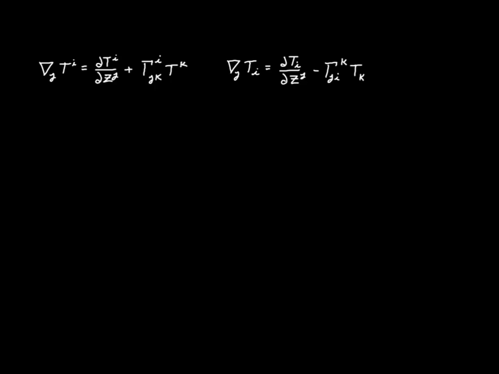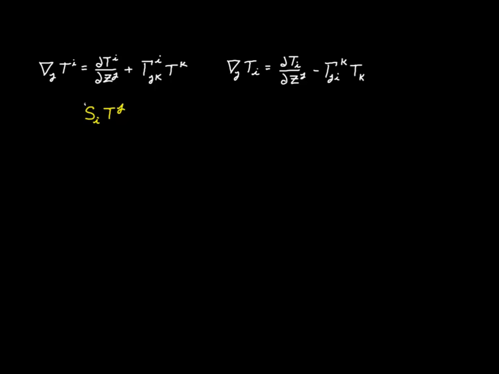Well, now we want to begin to look at some more complex expressions. In particular, we want to look at this one, S^i T^j. Now, this is, of course, a tensor product, and we want to know what it's like to take the covariant derivative of such an expression.